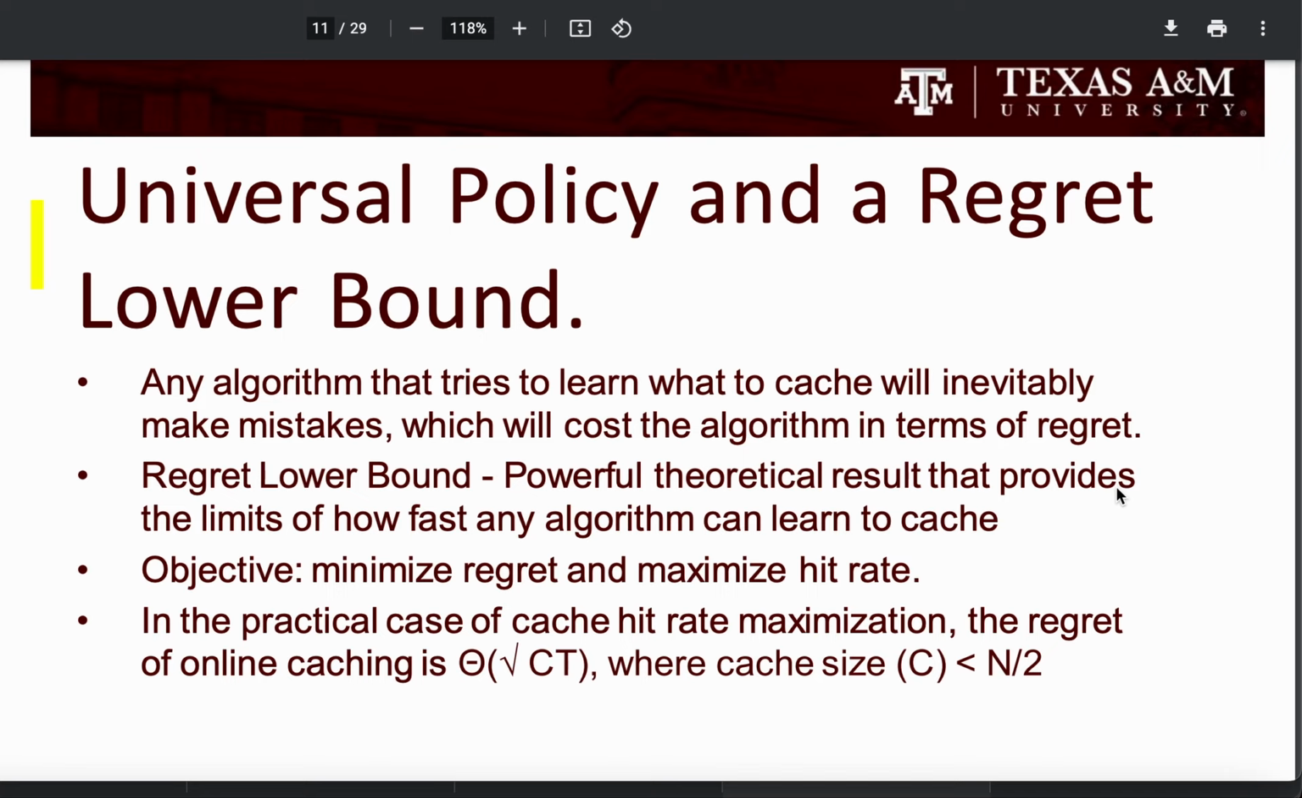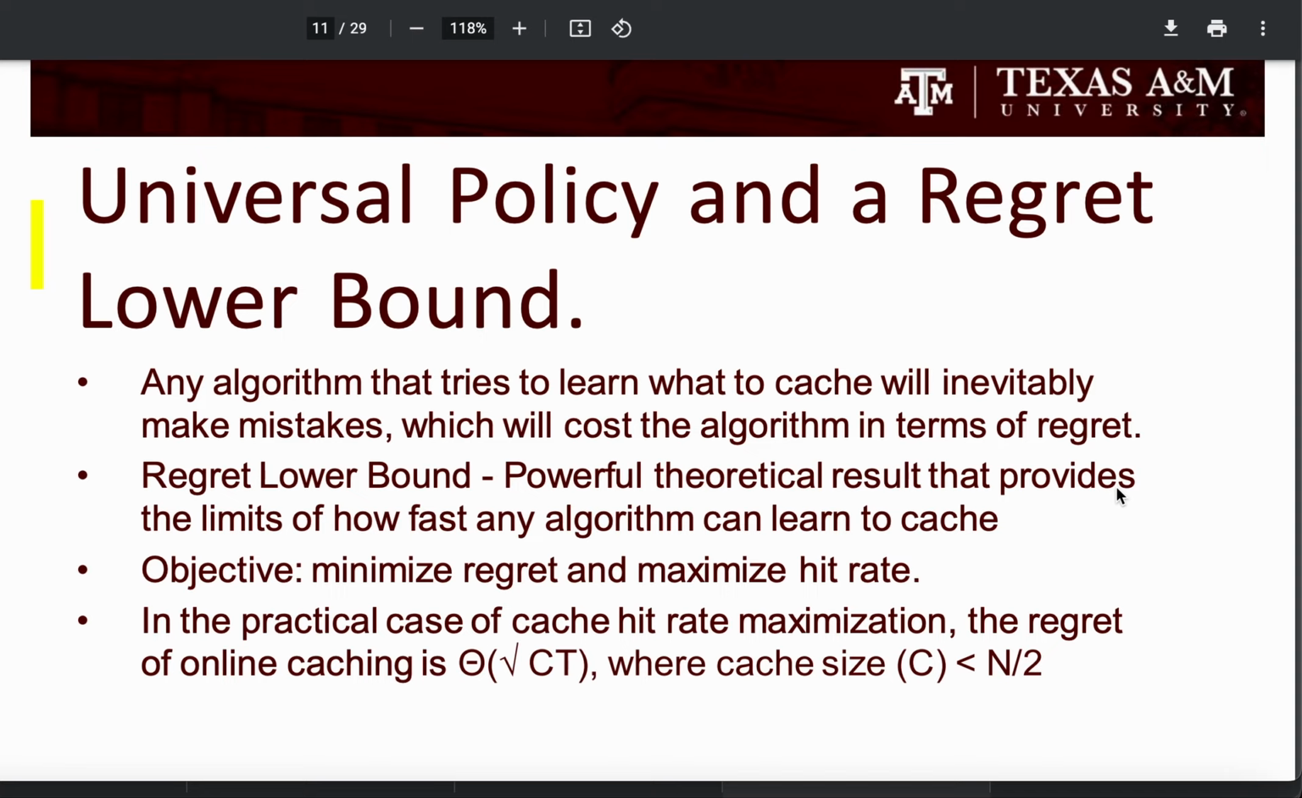While the paper does give a very comprehensive proof of the lower bound, a more practical result is that the regret of any online caching algorithm is theta of root C times T, where C is the cache size, which is less than N by 2, where N is the number of files. So basically less than 50% of the total files you have, and T is again the time horizon. So eventually, how many times we are going to request, and the time that goes with it.